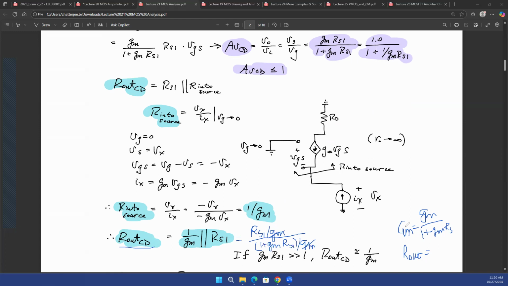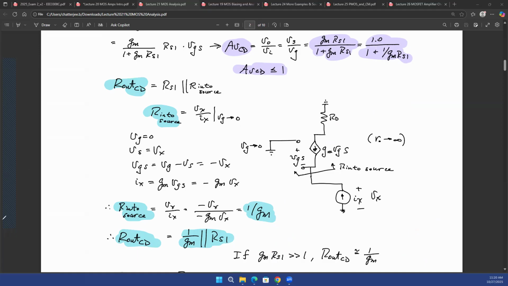And you can calculate your capital GM as GM divided by 1 plus GMRS. Now, if you multiply the two, of course, the 1 plus GMRS will get cancelled. But if your GM and RS are very close to each other, or GM times RS is large, you'll see in the particular problem that has been given that the overall multiplication will become almost equal to 1.